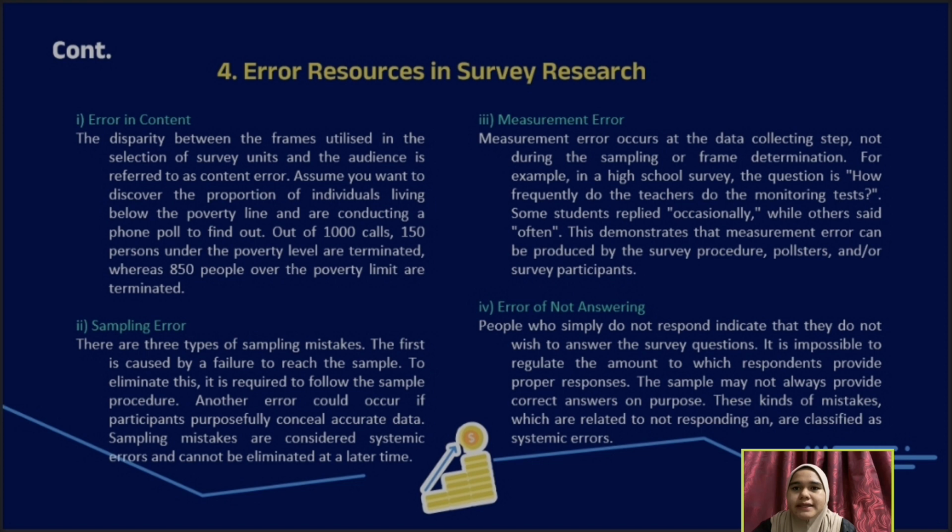To eliminate this, it is required to follow the sample procedure. Another error could occur in participants who purposely conceal accurate data. Sampling mistakes are considered systemic errors and cannot be eliminated at a later time.